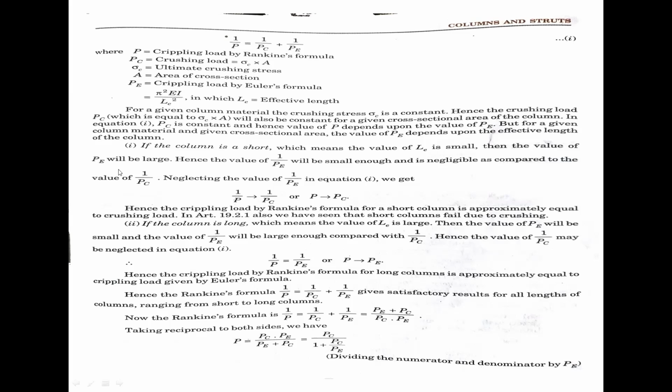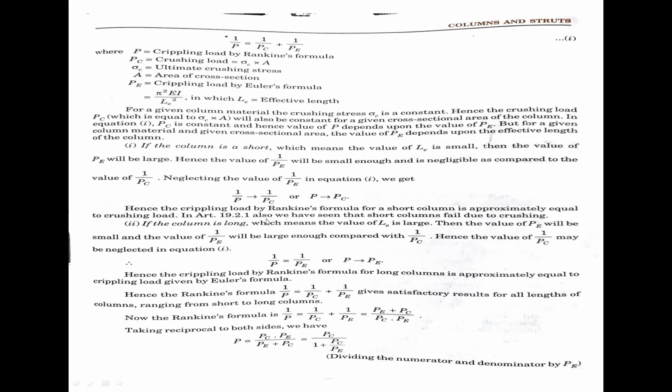Then the value of P suffix E will be large. Hence the value of 1 by P suffix E will be small enough and negligible as compared to the value of 1 by P suffix C. Neglecting the value of 1 by P suffix E in equation 1, we get 1 by P equal to 1 by P suffix C, or P equal to P suffix C.